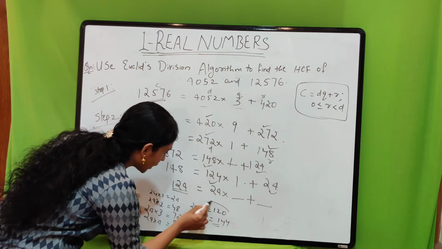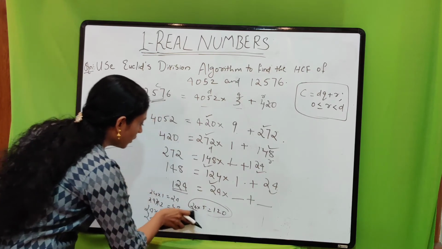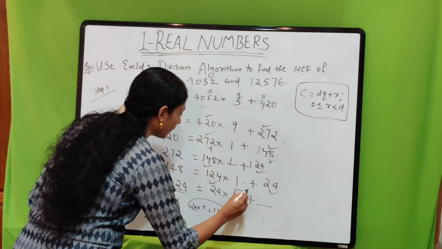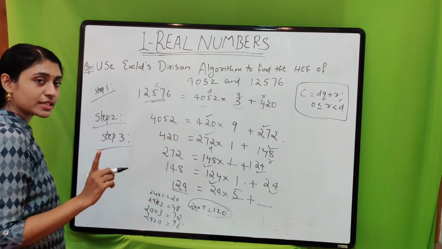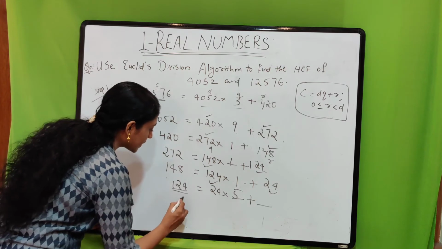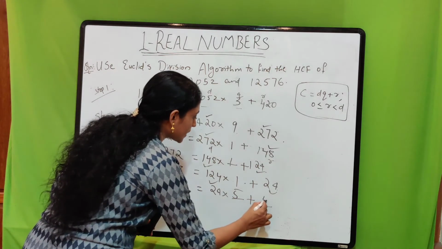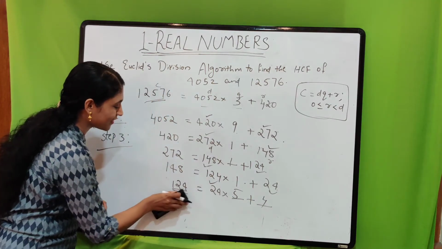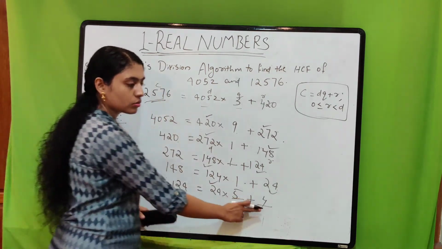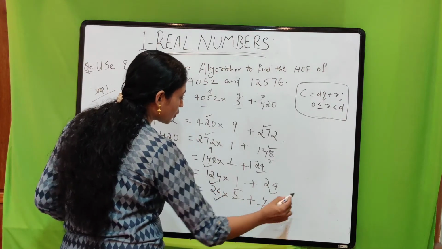So what is the number? 120, this one, right? So how can we write? 124 is equal to 24 into 5 plus 4, since 24 into 5 is 120, right? So 124 minus 120, what is the answer? 4. So 4 is the remainder. Got it? So is the remainder 0? No. So you have to apply Euclid's division lemma to 24 and 4.